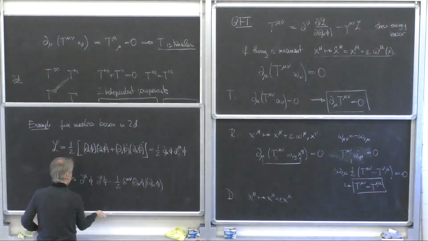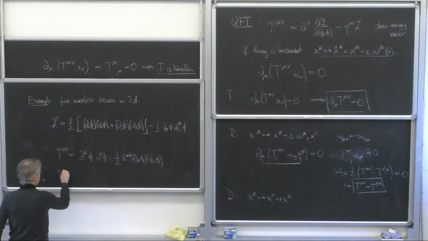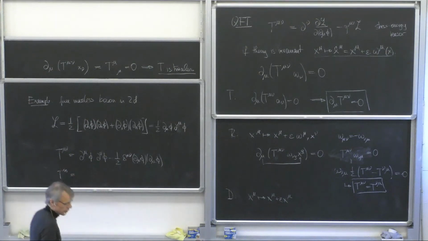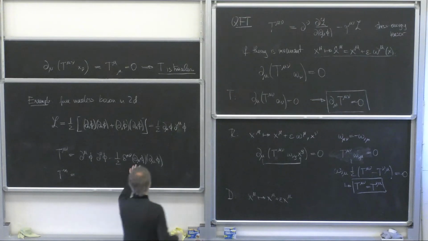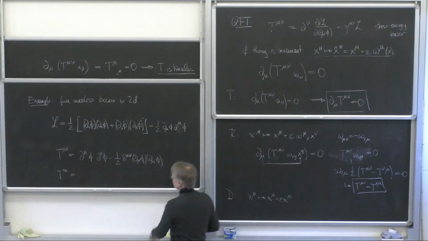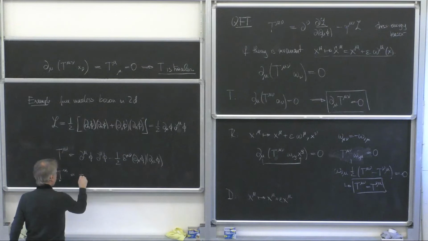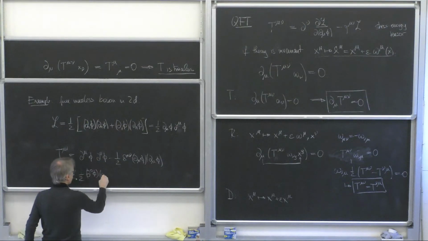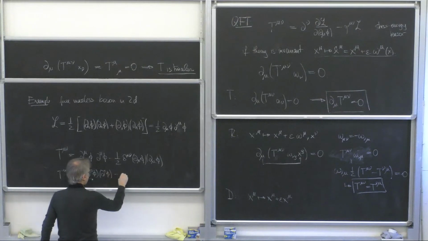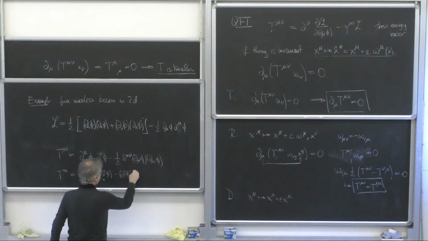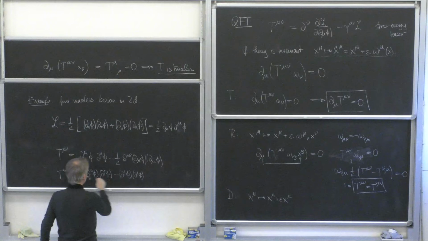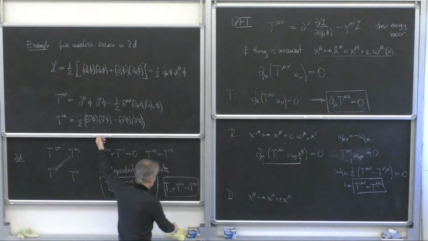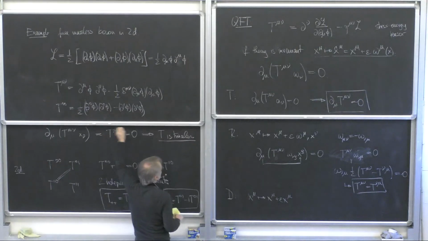So the 0,0 component is what? Well, the 0,0 component is d0 phi squared, and then you have to subtract a half times d0 phi squared plus d1 phi squared. So this turns out to be a half times d0 phi squared minus d1 phi squared. So that's the 0,0 component.